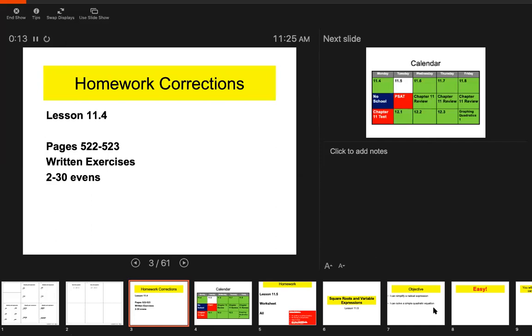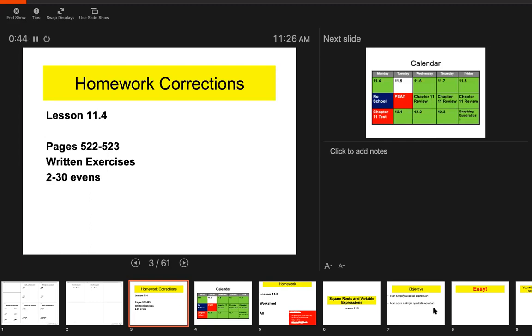Here we go. Number 2, the answer is 2 root 7. Number 4, the answer is 5 root 2. Number 6, the answer is 2 root 6. Number 8 is 2 root 30. Number 10 is 36 root 3. Number 12 is 27 root 10. Number 14 is 18.